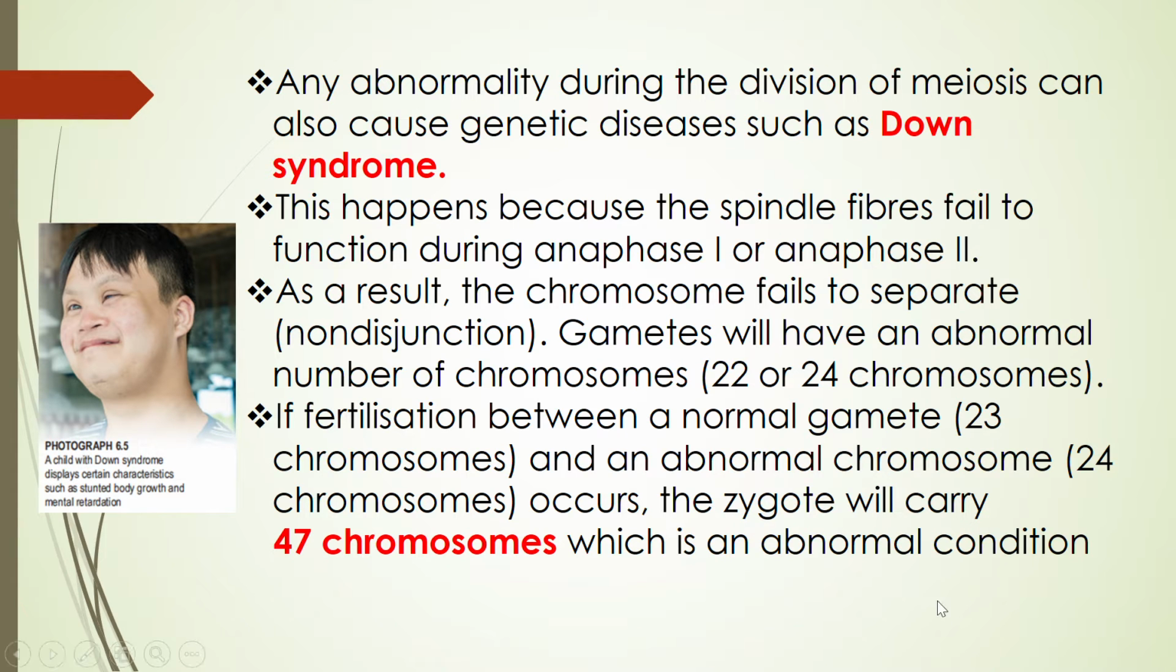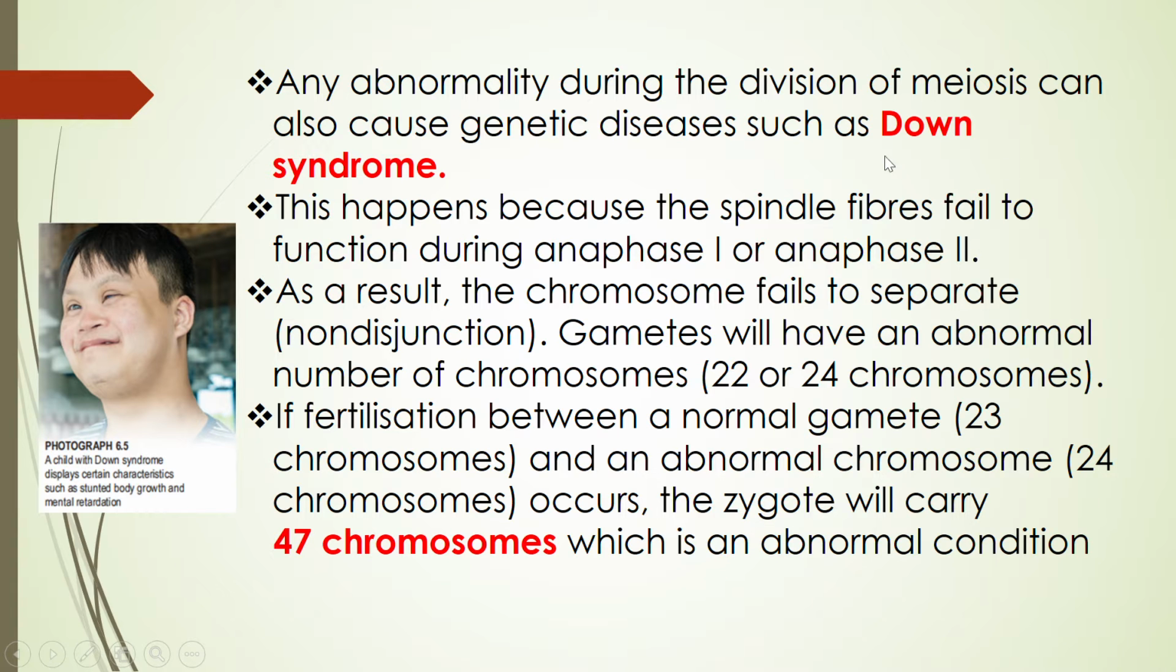Okay, next. Just now we were talking about uncontrolled mitosis, which leads to the formation of a tumor. Now, what happens if meiosis has some problem? What do we mean by problem? Maybe there is an abnormality during the division. This can cause genetic diseases such as Down syndrome.